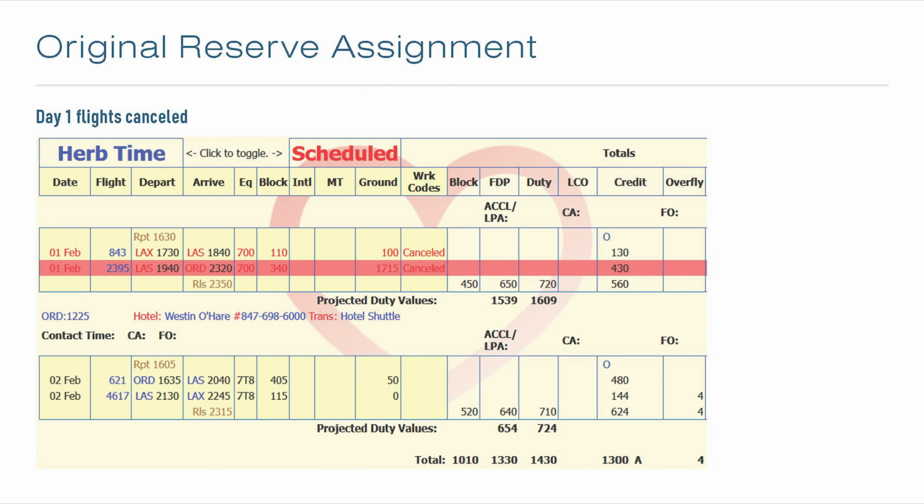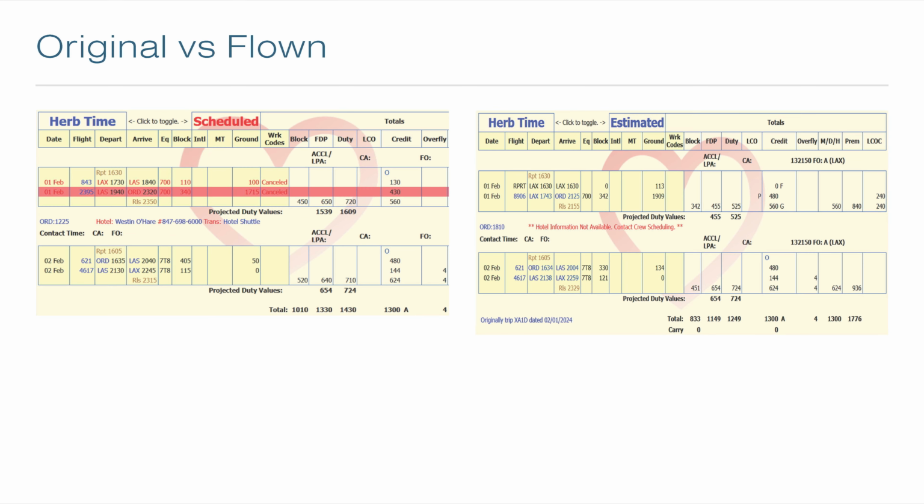In this originally scheduled pairing, the legs in the first duty period were canceled and then they were replaced with an extra section. So day one of the pairing is going to trigger LCO. The change leg isn't an earlier departure, and that blocks in within 3 hours of the originally scheduled block-in for that first day, so this triggers a 50% override.